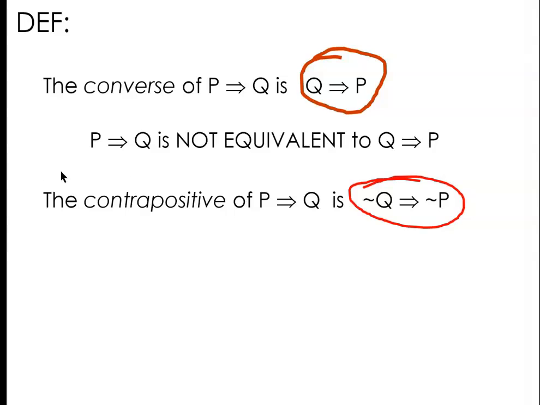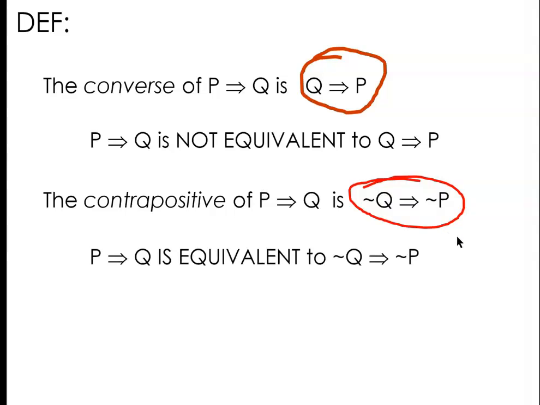Good example. If I'm in a sorority, then I'm a girl. If I'm a girl, then I'm in a sorority. The first part could be true. The second part doesn't make any sense. Whereas the contrapositive, if I'm not a girl, then I'm not in a sorority, is equivalent to the original statement.